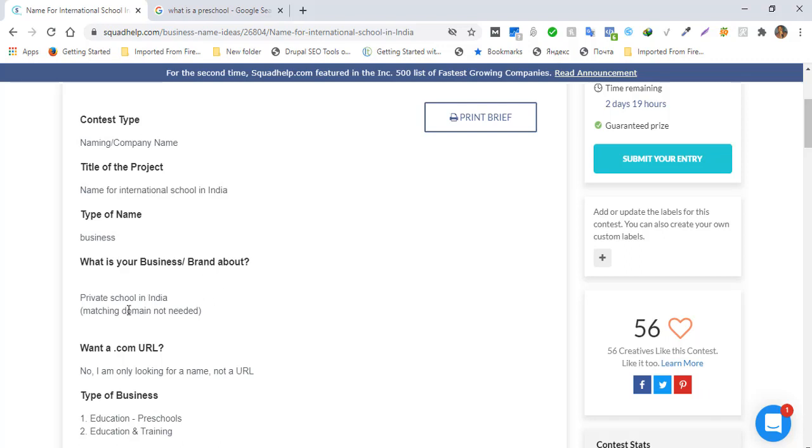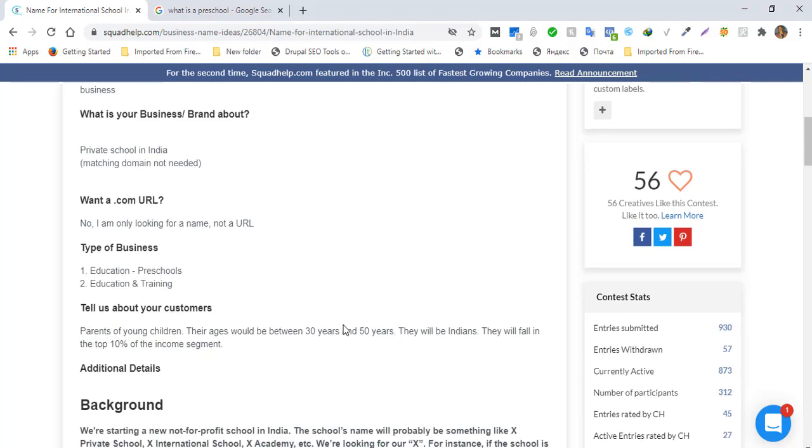Then their brand is a private school in India. Matching domain not needed, meaning that just as we have Microsoft, the website doesn't have to be microsoft.com or .net or .org, so the domain doesn't need to match. Do they want a .com URL? No, I am only looking for a name, not a URL. So they are not interested in a domain name, they are interested in the name for their business.